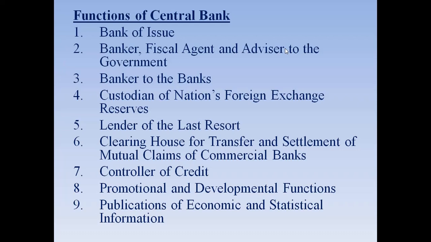Now, clearing house for transfer and settlement of mutual claims of commercial banks. Basically, this clearing house function is regarding the checks. For example, you may have an Axis Bank account and I have an SBI account. Now, if you pay me through an Axis Bank check, and I have the account with SBI, that particular check will first of all go to the clearing house, and from the clearing house a message will be sent to the RBI.